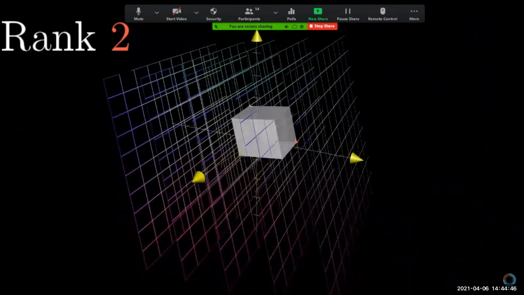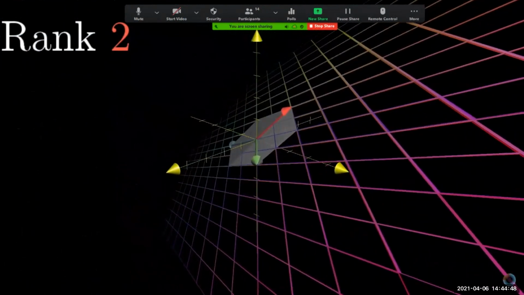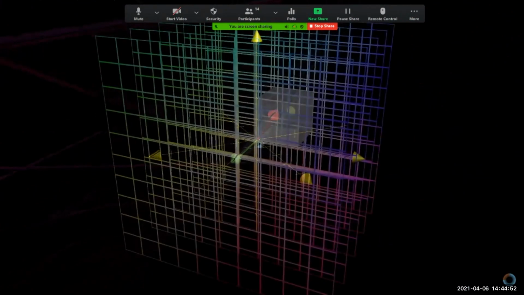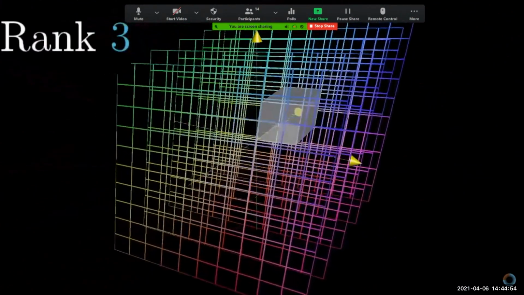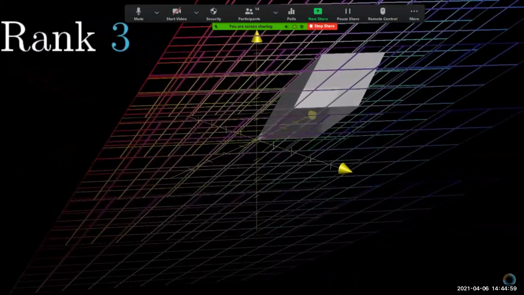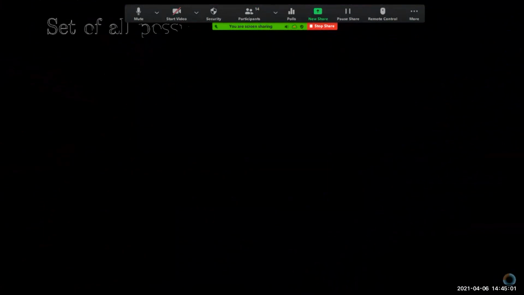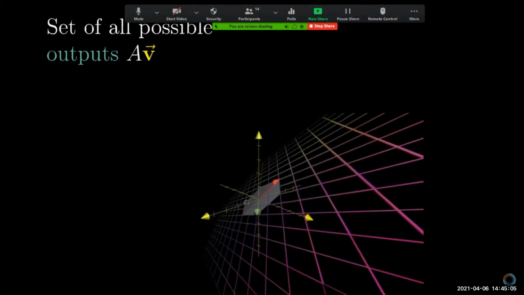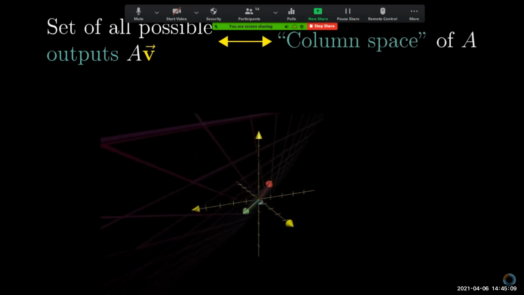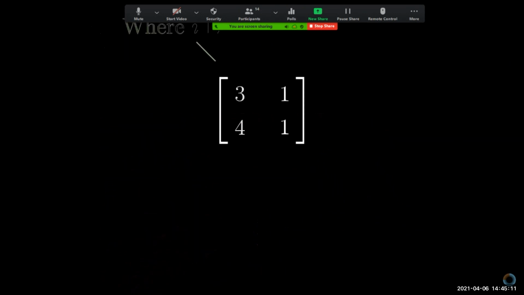But for 3x3 matrices, rank 2 means that we've collapsed, but not as much as they would have collapsed for a rank 1 situation. If a 3D transformation has a non-zero determinant and its output fills all of 3D space, it has a rank of 3. This set of all possible outputs for your matrix, whether it's a line, a plane, 3D space, whatever, is called the column space of your matrix. You can probably guess where that name comes from.